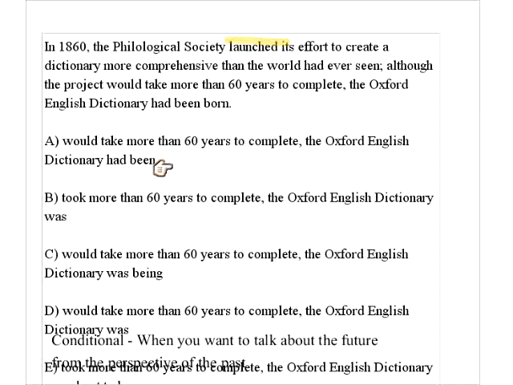Does this establish our difference? Are we looking at the future from the past here? I guess I'll ask it that way. Are we looking at the future from the past here or not?